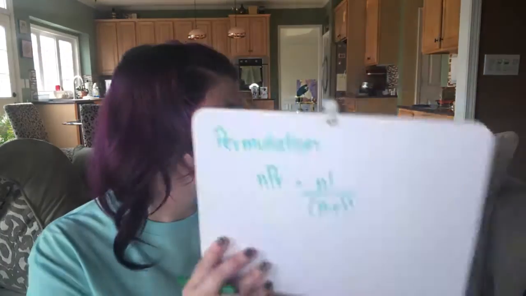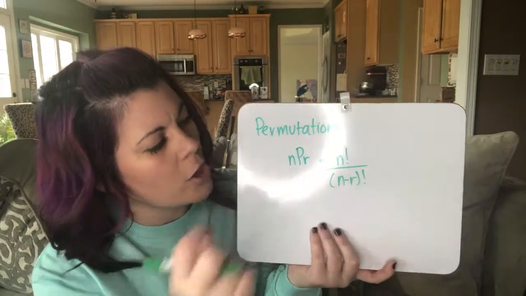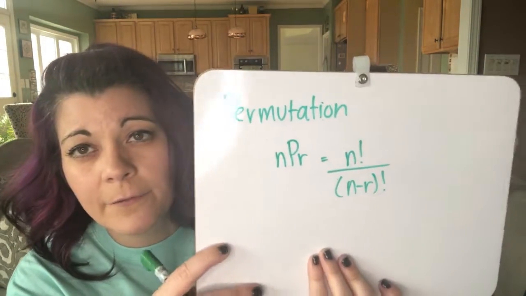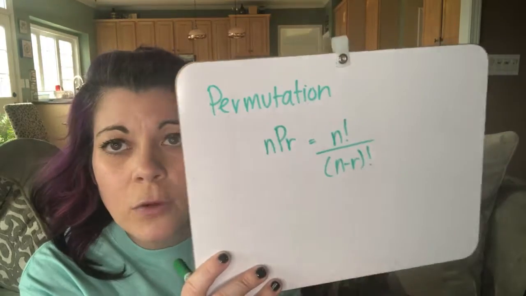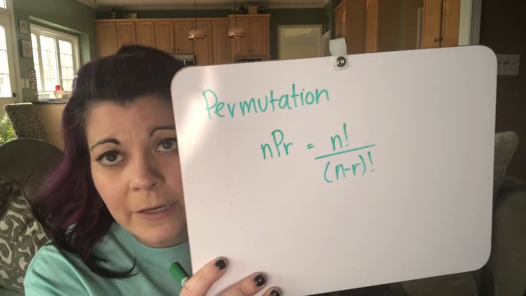So the formula for permutations is n factorial all over n minus r factorial. So for n objects in a specific order using r objects. So this is the formula for permutation. If you're taking notes, you can go ahead and write that down. So n factorial all over n minus r factorial.